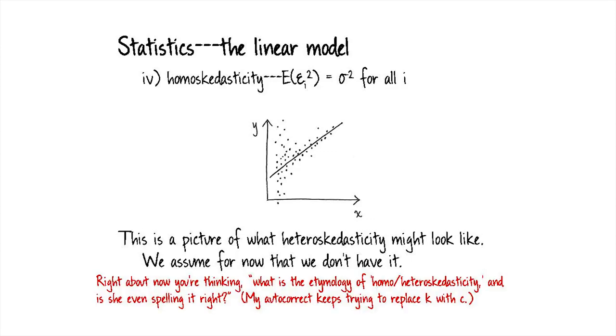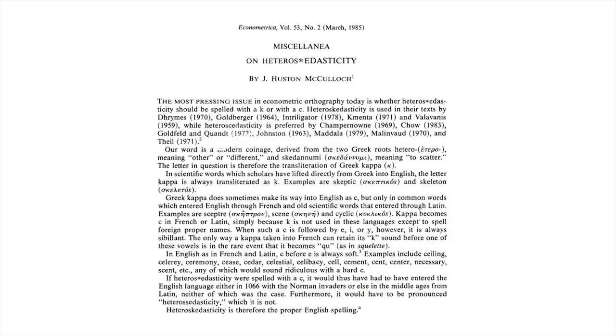Right about now, you're probably thinking, what is the etymology of homo and heteroscedasticity, and is she even spelling it right? In fact, my autocorrect kept trying to replace the K with a C whenever I was typing homoscedasticity. It turns out that the autocorrect in PowerPoint has not read this article in Econometrica on the etymology and the correct spelling of homoscedasticity and heteroscedasticity. Anyhow, I've put this up on the website. You can peruse this at your leisure, and it will answer all your questions about the origin of these words.